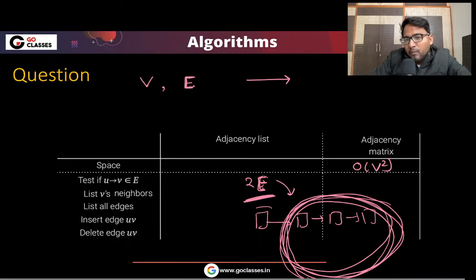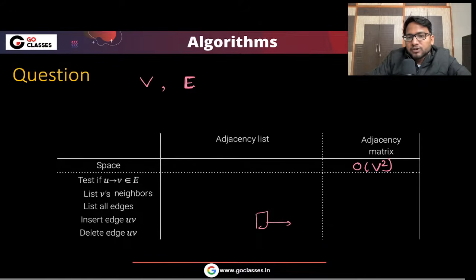And how many of these list heads are there? These are the number of vertices, so V. So it will be taking V plus E, or V plus 2E, which doesn't matter. So you can write V plus E. Great. So now we know here it will be taking V plus E, here it will be taking V square. So let me write order of this.